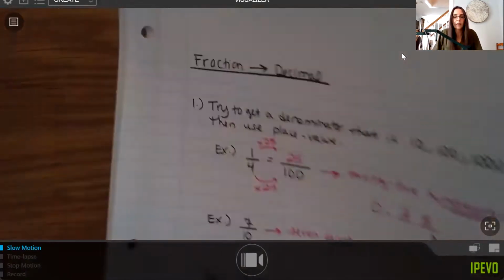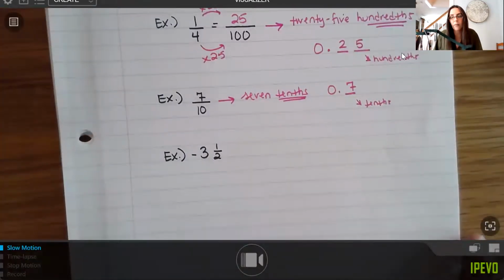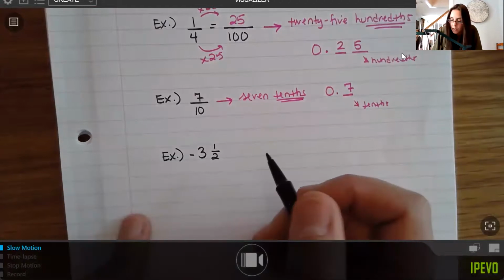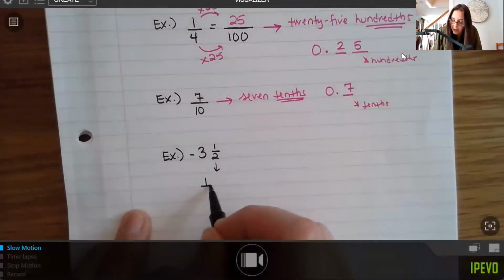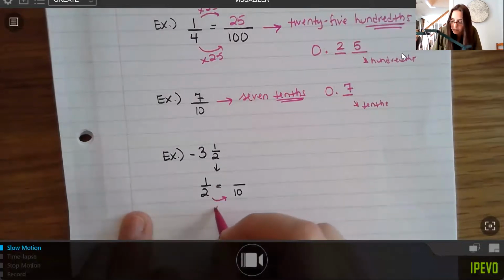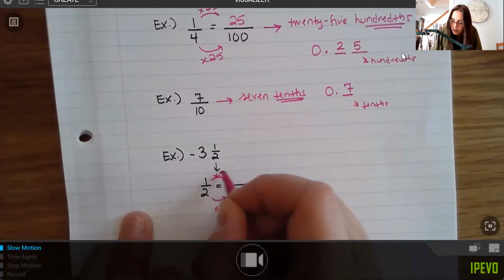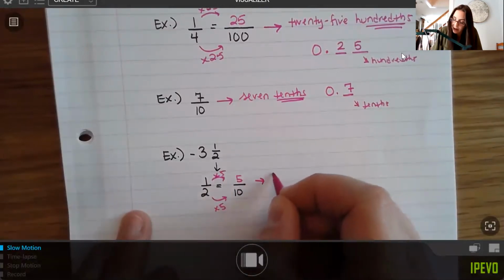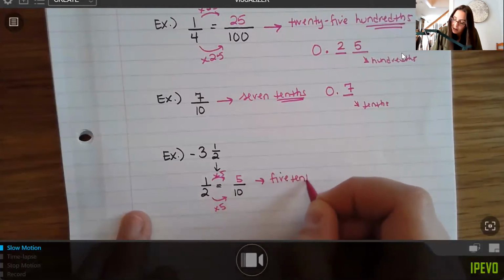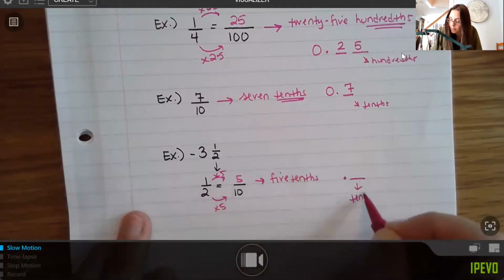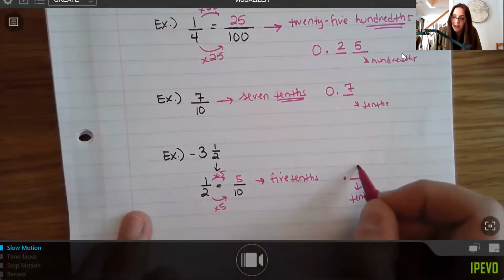Or maybe I have something like -3 and 1/2. And again, 1/2 may be one of those decimals that you just already have memorized, which is fine. It's easy to convert over. But if you don't, that's okay too. So I'm going to take that 1/2, and I know I can get it to a denominator of 10 pretty easily. So I can multiply that by 5. So 1/2 is the same thing as 5 tenths. So again, we read this as 5 tenths. So our tenths position, again, is 1 spot out. So I just put a 5 in the tenths position.